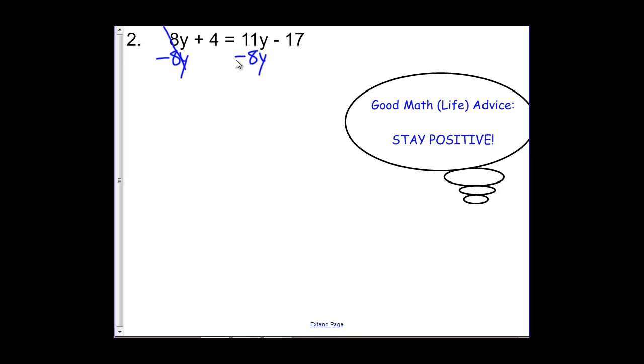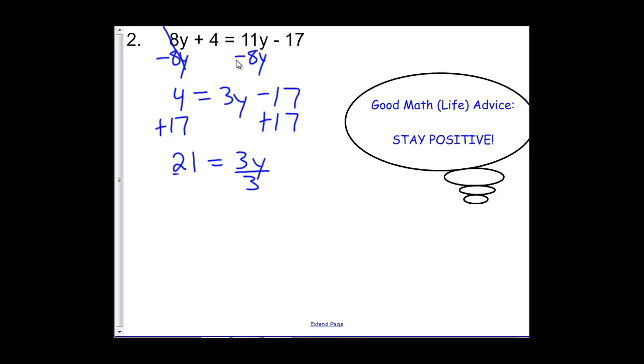This cancels out, and I'm left with 4 equals 3y minus 17. Just doing a little simplifying and combining like terms. Trying to get the variable by itself, so I'm going to use the cover-up method. I'm going to add 17 to both sides. I'm left with 21 equals 3y. My last step, use the inverse operation of multiplication, which is division, and I have y equals 7.